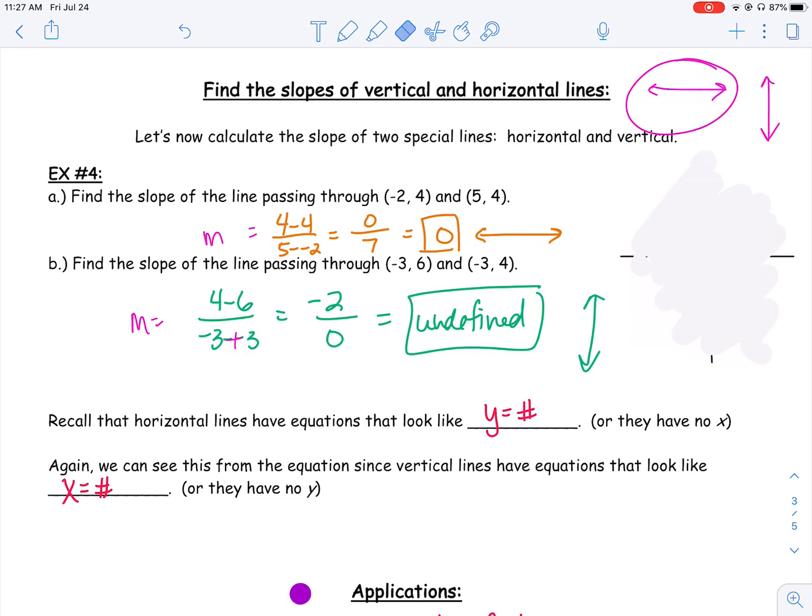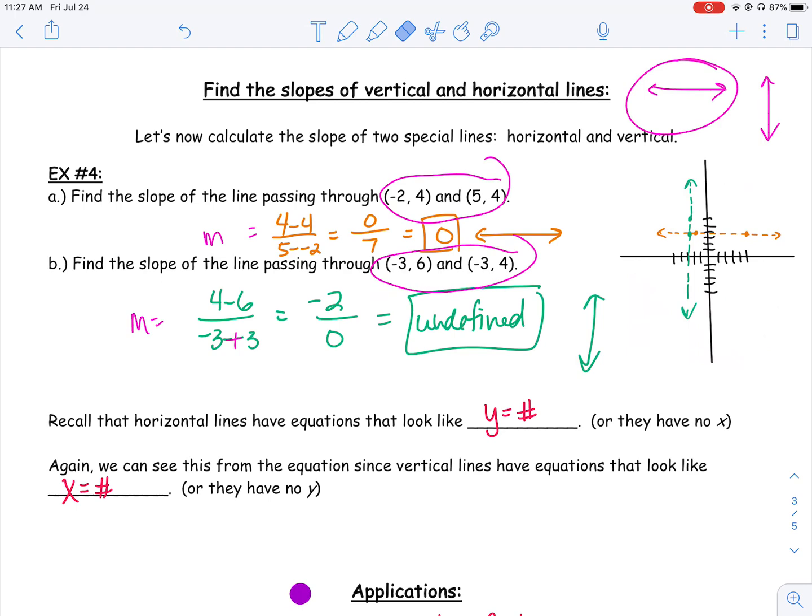It might also be helpful for right now to graph these points. Graph the first 2 points and connect them and see what the line looks like. Graph these 2 ordered pairs, connect them, and see what they look like. I've quickly done that off to the side. You notice that we have a vertical line for part B and a horizontal line for part A. We have a 0 slope and an undefined slope.